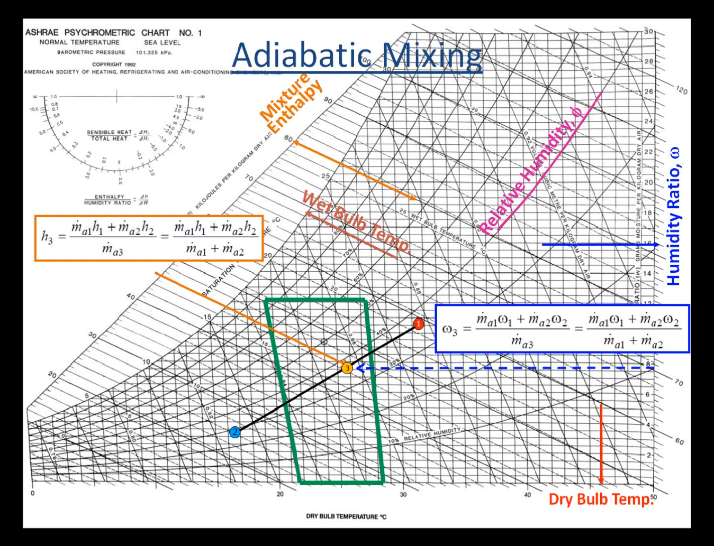Those are the two ways that you can fix state 3 if you have a mixture. You have to plot state 1, plot state 2, connect them by a line, and then use some relationships that you know. And you're going to have to obviously get the humidity ratios or the mixture enthalpies off of this psychrometric diagram where you plotted 1 and 2, substitute them into the equation, solve for 3, and then use that on the psychrometric diagram to fix it.